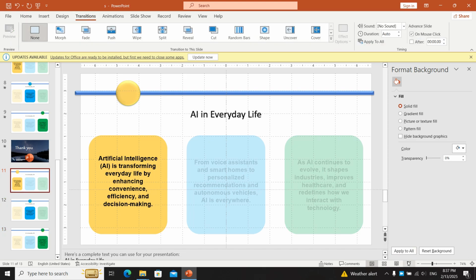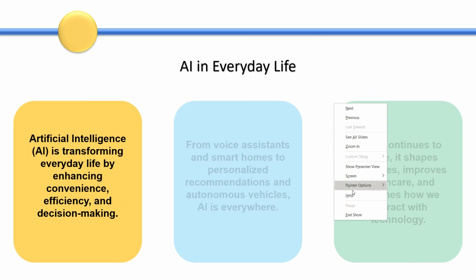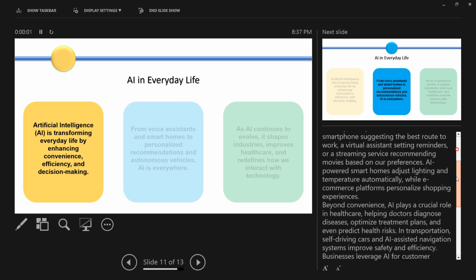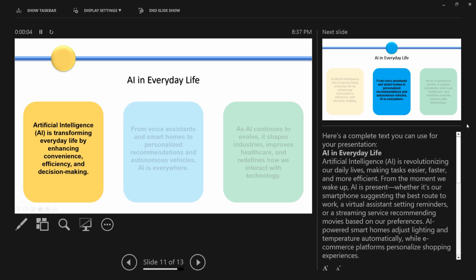Let's say we are going to choose the view that we need. Which view are we going to show? Presenter view. Here we have all the text that we need. For example, we start describing what this paragraph means. Artificial intelligence is transforming everyday life by enhancing efficiency and decision making.